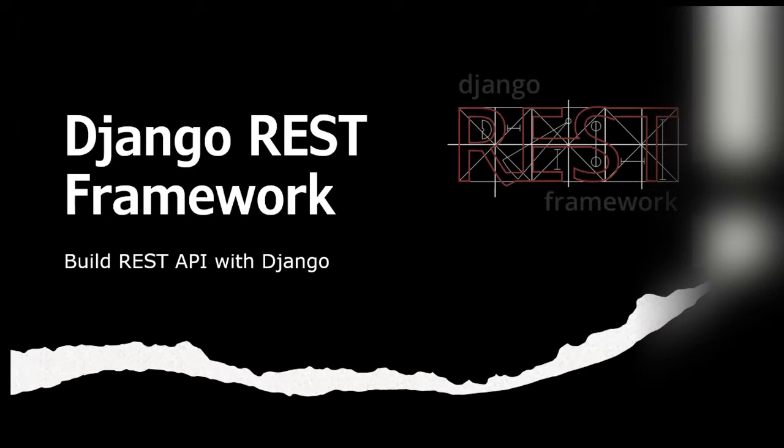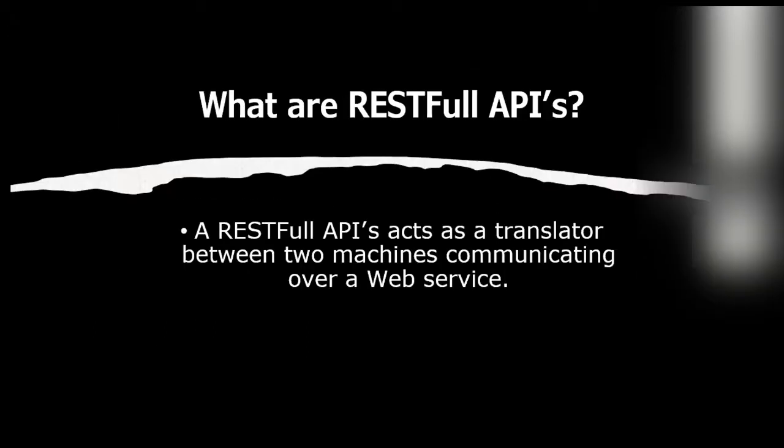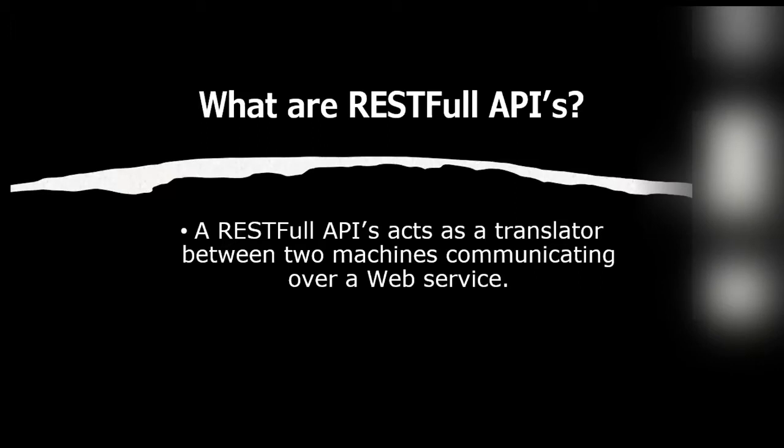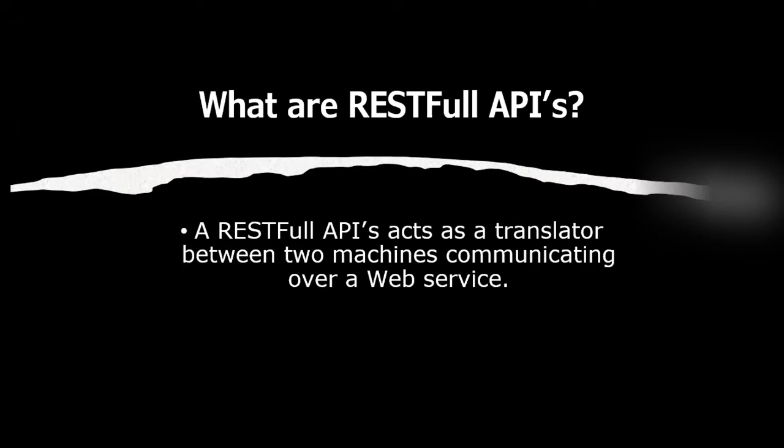So, sa last topic natin about Django views and framework, nakapag-display tayo doon ng mga data natin and nakapag-design tayo using CSS. So, dito sa Django REST Framework, first, alamin muna natin kung ano ba yung REST Framework or yung tinatawag natin na RESTful APIs. So, a RESTful API acts as a translator between two machines communicating over a web service. So, siya yung nagiging mediator o nagmamagitan para makapag-usap yung ating mga web services.